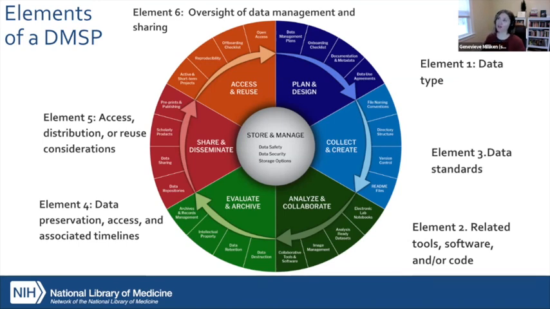And then at the top, we have element 6, so the oversight of data management and sharing. And I really think that this particular element is present through all stages of the research data lifecycle. As I mentioned, a commitment to research data management will contribute to the quality of your research.